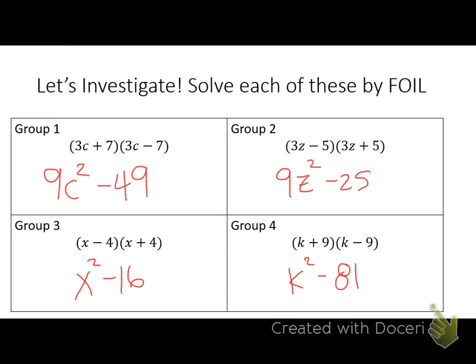So what happened with all 4 of these? Here are the answers. All of my middle terms, they went away. And that's because they had a difference of signs. Because with FOIL, when I multiplied my inner terms, in this case I was going to get positive 21c, and my 2 outer terms give me negative 21c. So when I add that together, that adds to 0. So when they have the same number but different signs, that middle term is going to cancel out. So that's why it's called a difference of squares.